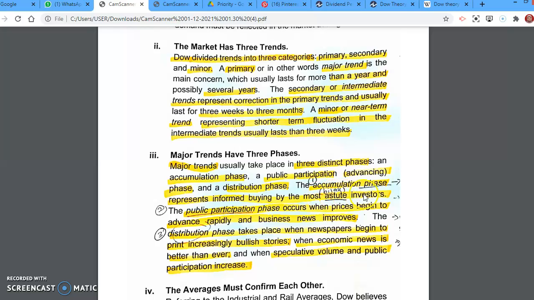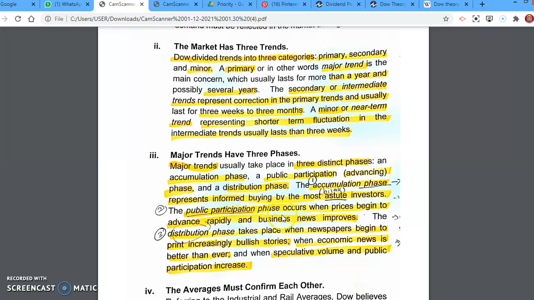Okay. Dan pada masa ini juga, stock price tidak akan berubah secara besar-besaran. So, kalau berubah pun hanya sedikit sahaja. Okay. Stock price doesn't change much during this accumulation phase. Dan perubahan secara besar-besaran itu biasanya akan berlaku pada stage yang kedua, iaitu public participation stage.